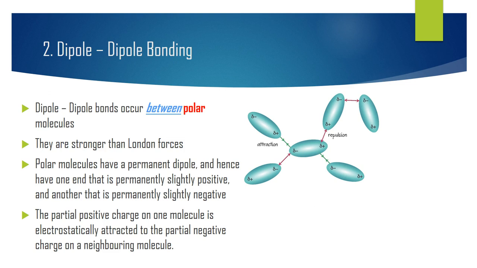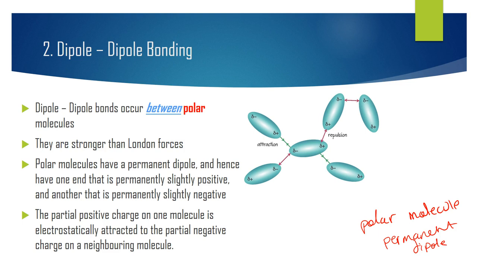So moving on to our next type of intermolecular bonding, we're going to have dipole-dipole bonding. Hopefully this instinctively makes you think of polar molecules. Remember, in a polar molecule we have a permanent dipole, distributed around our central atom non-symmetrically.